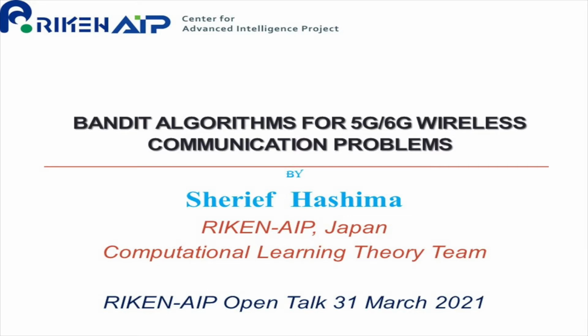My name is Sherif Hashima. I'm a postdoc researcher at Riken AIP, Computational Learning Theory team. Our talk today is about bandit algorithms for 5G, 6G wireless communication problems. A brief introduction about me. I got my PhD from Egypt-Japan University of Science and Technology in Egypt. During that time I was a special researcher at Kyushu University. Then I was a special visiting researcher at Kyushu University in 2018. Then I joined Riken AIP as a postdoc since July 2019.